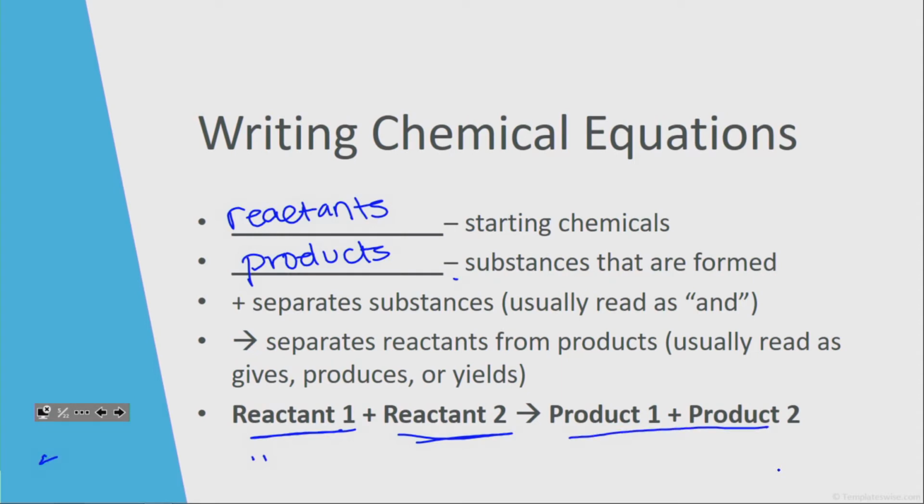Well, what if you have more than one reactant, and what if you have more than one product? You separate one reactant from another reactant, or one product from another product, by using a plus sign. And when you're reading that, just like you would read it in math, it means "and." So anytime you see a plus sign, you're going to read that as the word "and." Now, you're also going to see an arrow. An arrow, like right here, is what separates the products and the reactants.